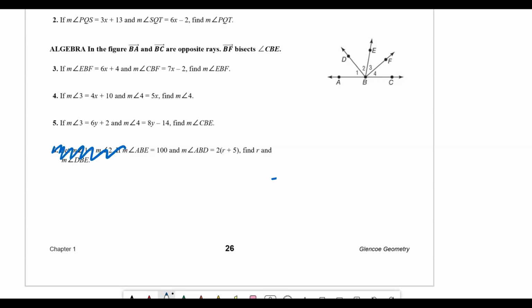And we're going to skip number 6. Okay, we'll leave that one out.